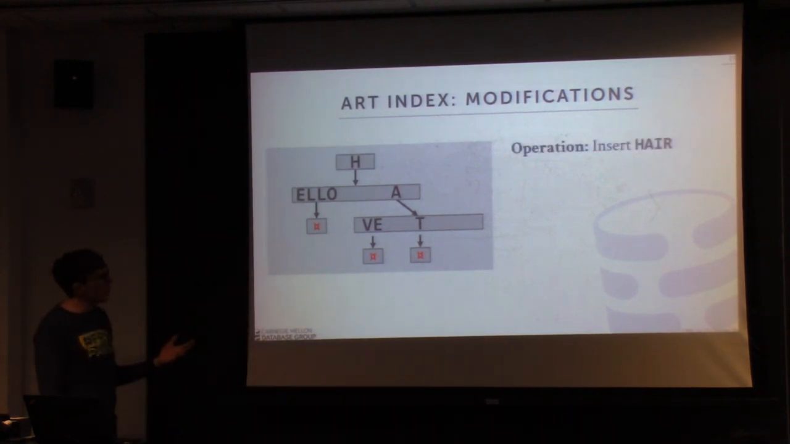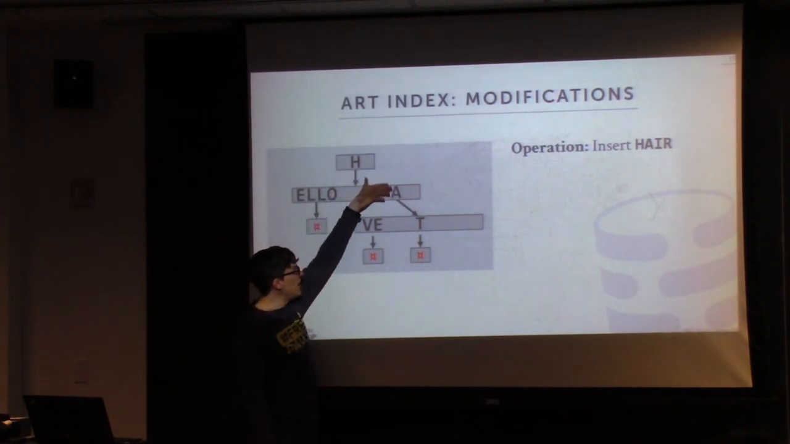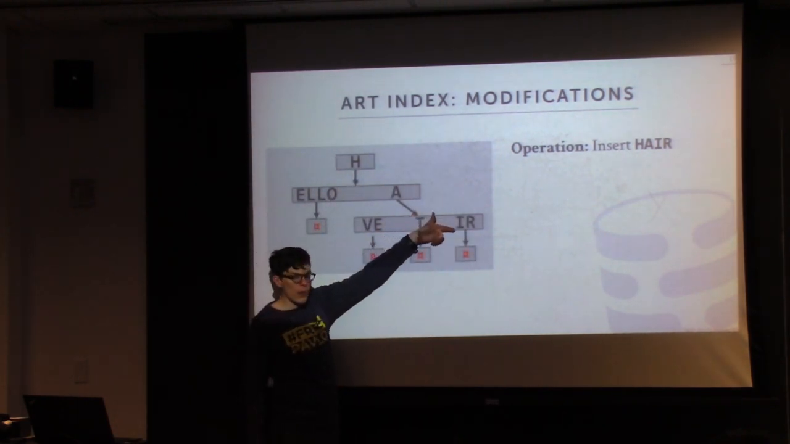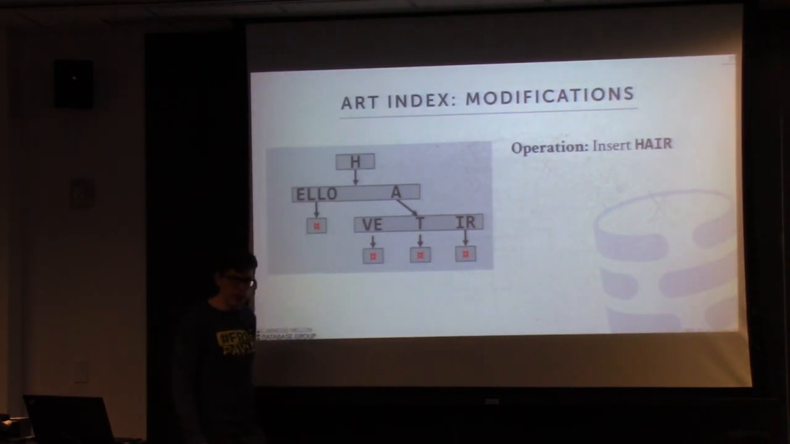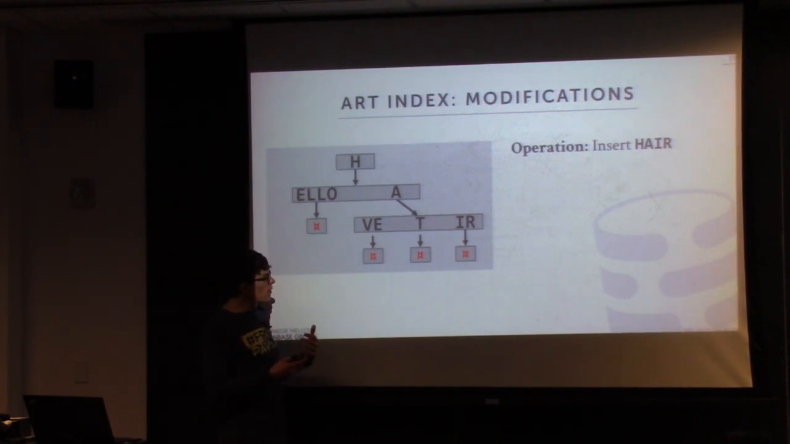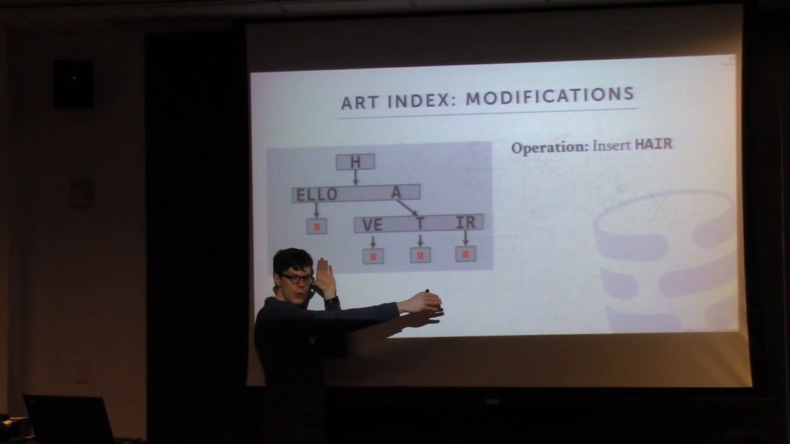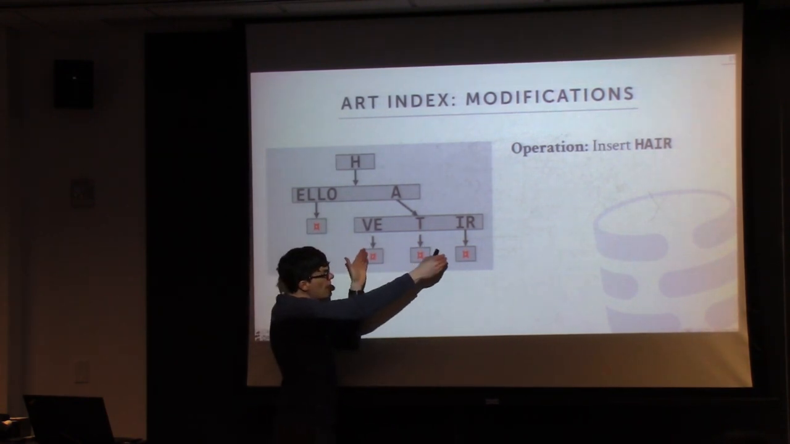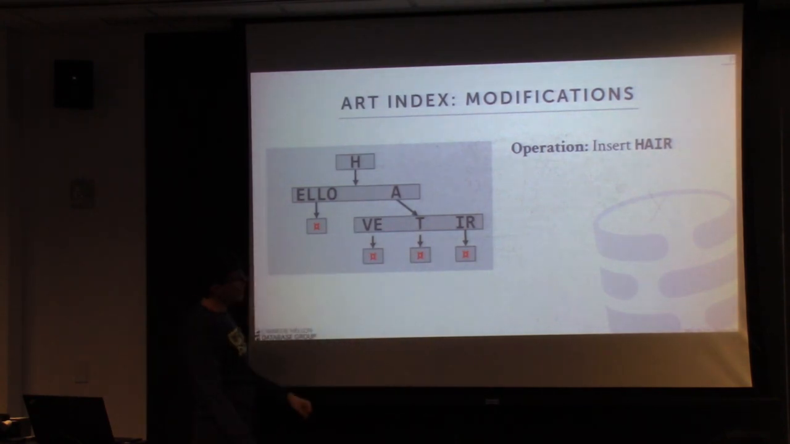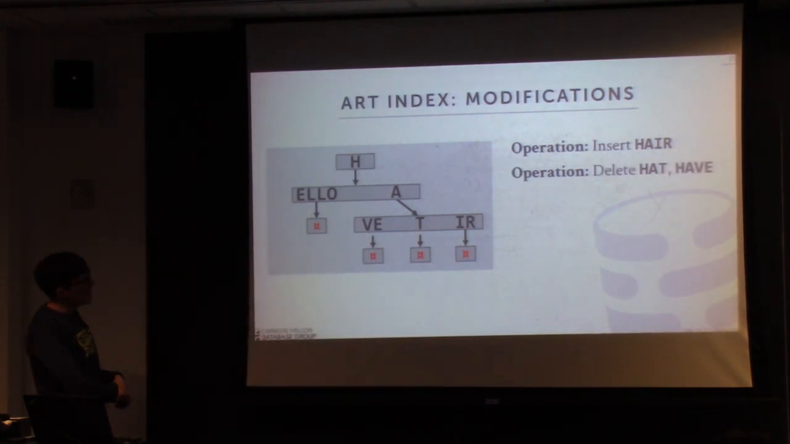So now let's say I want to insert the key hair. I would traverse down H, A, get to this node here, and recognize that this is where I want to put the IR, and I store the pointer there. Again, this is different than what we saw possibly in a BW tree or a B plus tree index, where you may have separate leaf nodes storing all this at the lowest level. Here you try to pack as much as you can into a single node at the bottom. And let's say I want to delete had and have.